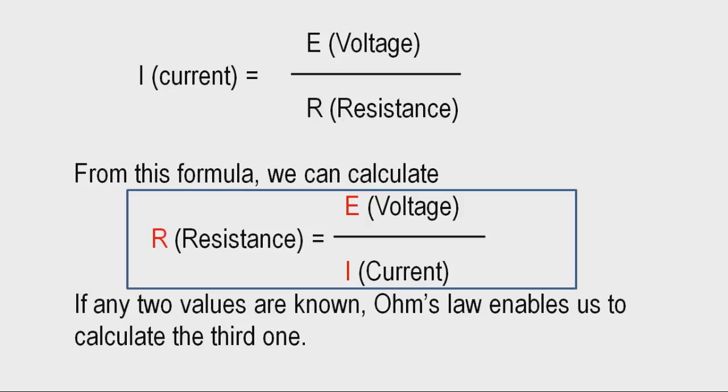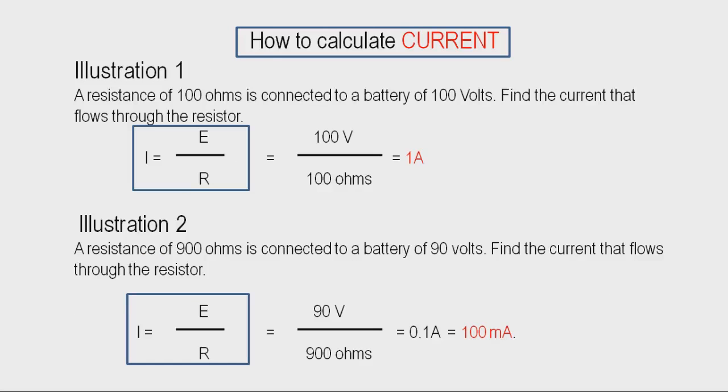If any two values are known, Ohm's Law enables us to calculate the third one. If we know the voltage and current, we can find out the resistance. If we know the voltage and resistance, we can calculate the current. If we know the resistance and current, we can find out the voltage. So, if any two values are known, we can easily calculate the third component. Now, we can study how to calculate current from the Ohm's Law formula.